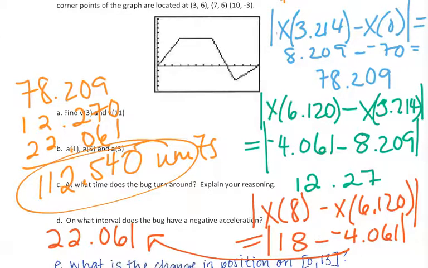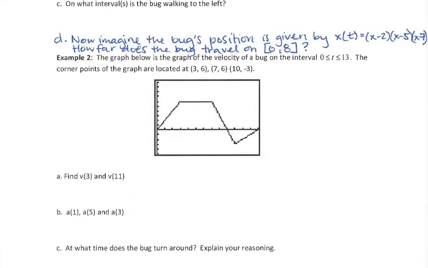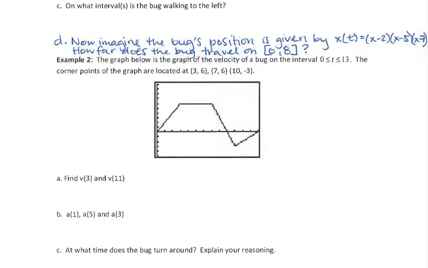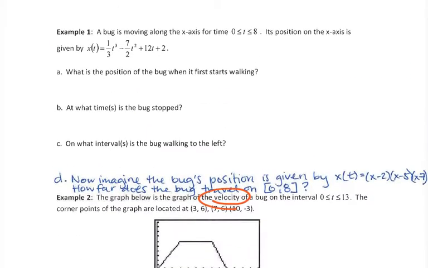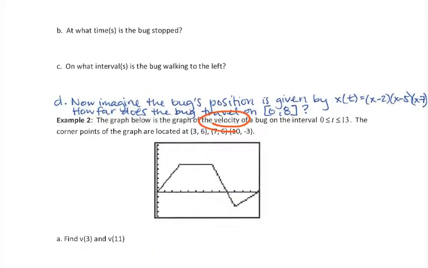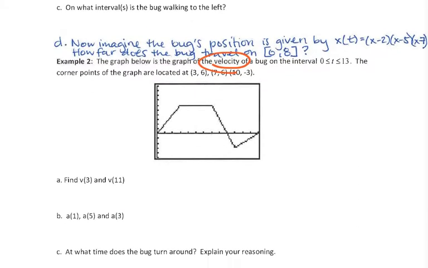All right, so let's clear the page and we're going to take a look at the next overall problem. So in this next problem, we are given a velocity graph. Above, we were given the position equation. So how we answered the problems before is going to look different from how we answer them now.